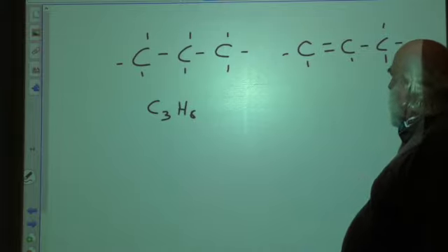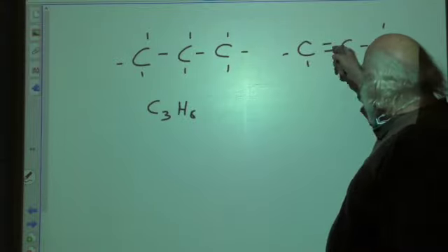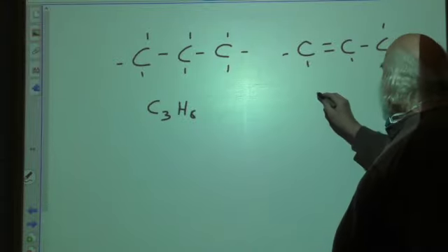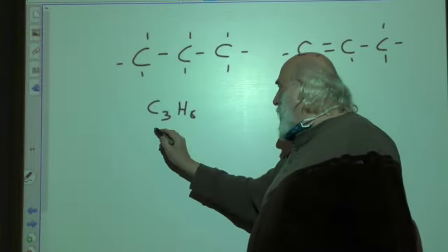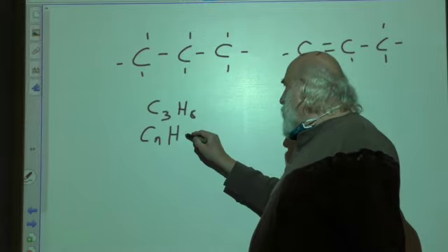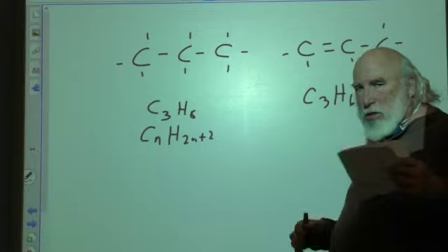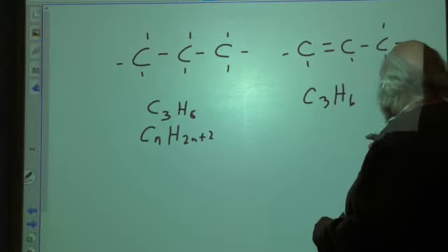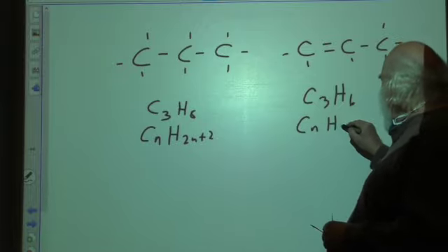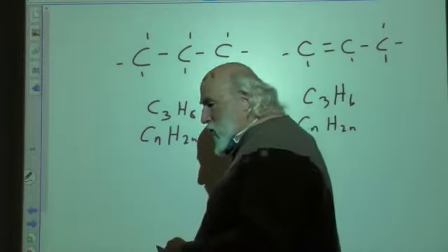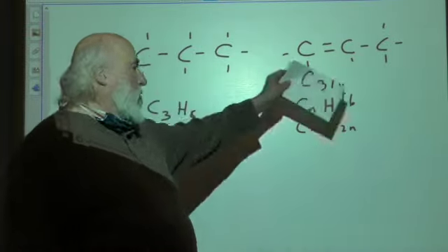Now, we've lost a pair of hydrogens because we created this second bond of the double bond. So the formula for this is C3H6. Now, the general formula for an alkane is CnH2n+2. In other words, you double the number of carbons and then add 2 to get the number of hydrogens involved. Here, as you can plainly see, is CnH2n. And that is true for all the alkenes. That's the general formula for alkenes. And that's because you lost 2 hydrogens to form this extra bond.